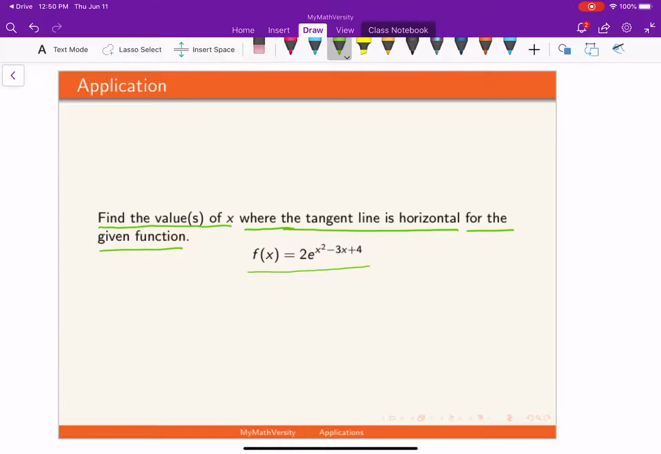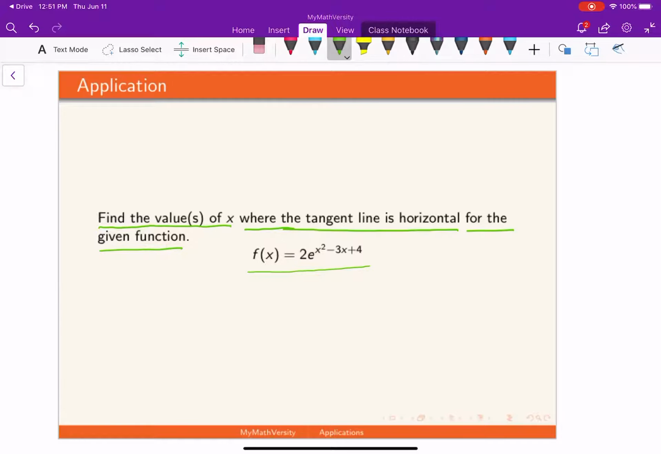And on the graph of that function, we just need to figure out where the tangent line is horizontal, and we just need to figure out the x coordinate of the location, right? The x coordinate of the point where the tangent line is horizontal. So how do we do this? What is the main idea here?